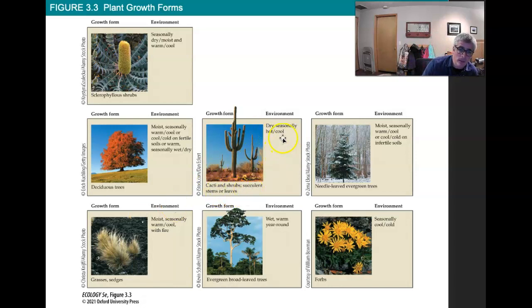Cactus and shrubs, hot, dry. Evergreen with broad leaf trees, warm, wet and warm year-round. Forbs, seasonally cool or cold. And needle-leaved evergreen trees, warm, moist, seasonally warm and cold, or cool cold with infertile soils.